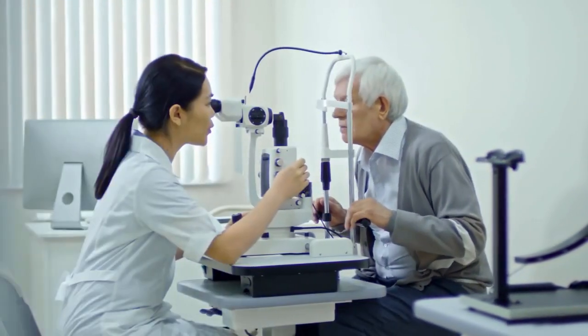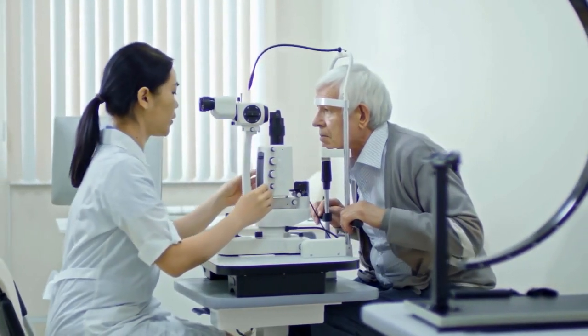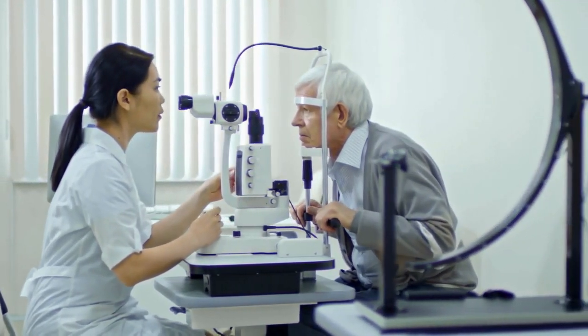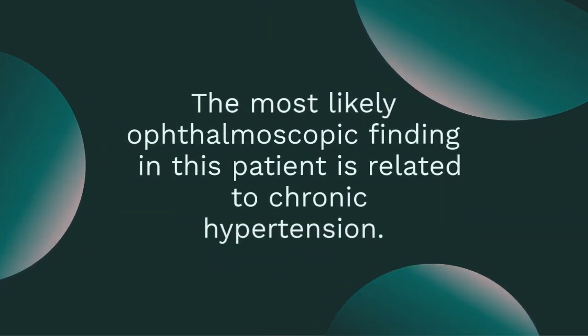Given the patient's history of hypertension and current elevated blood pressure, we need to consider the ocular manifestations of chronic hypertension. The most likely ophthalmoscopic finding in this patient is related to chronic hypertension. Chronic hypertension can lead to changes in the retinal blood vessels, which can be observed during an eye examination.